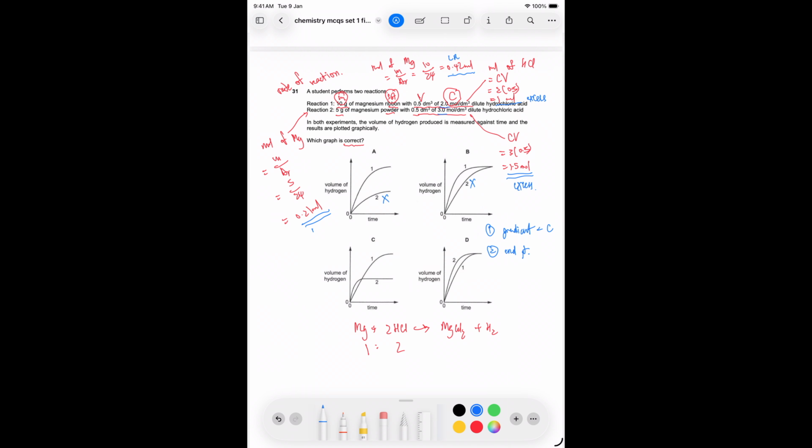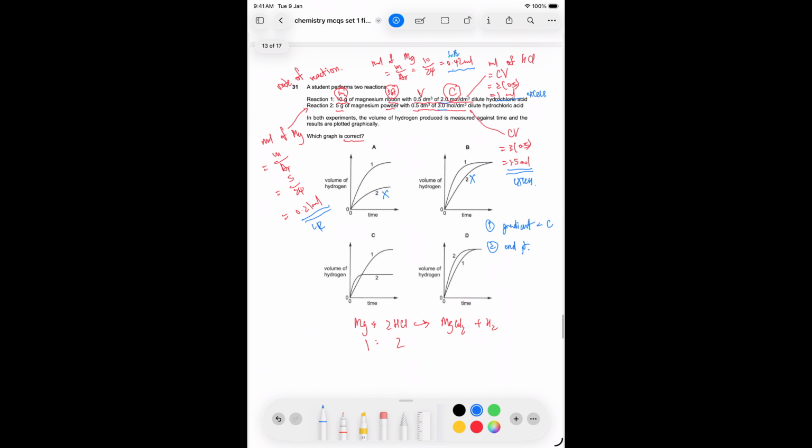For reaction 2, the limiting reactant is 0.21 mole, but for reaction 1, the limiting reactant is 0.42 mole. So reaction 1 will give you more volume of hydrogen gas in the end, so it must be higher. The option saying they have the same endpoint is not correct. This one gives more volume, which is correct, but the gradient is more gentle, so it is out already. So the only answer that makes sense will be C. C will be the final answer.